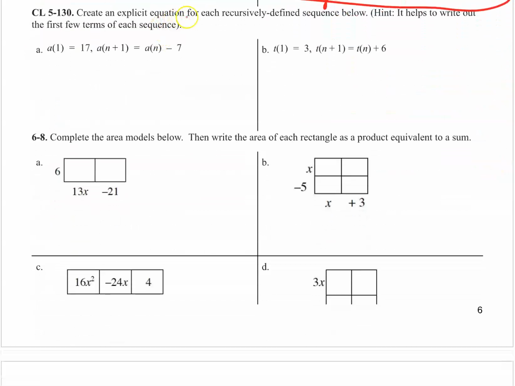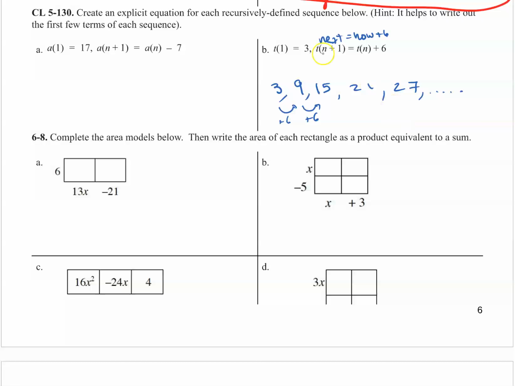Let's make an explicit equation for each recursively defined sequence. Hint, it helps to write out the first few terms. Let's look at B. B says the first term is 3. Then, to get to the next term, you take what you have now and you add 6. So we have 3 now. If we add 6 to that, that's the next term. Okay, now we have 9. If we add 6 to what we have now, it'll take me to the next term. And 9 plus 6 is 15. So this pattern grows by adding 6. There's the first few terms.